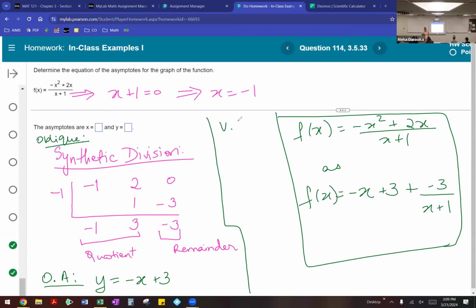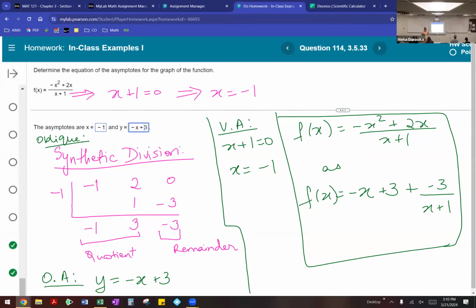Very good, yeah. Vertical asymptote, take the denominator, set it equal to 0, which we kind of already did for the synthetic division. And that's going to be your vertical asymptote. So you will see how they're giving you x equals and y equals boxes. That's an indication that they want all the asymptotes for the function, not just the oblique or one of them. Okay, so our x equals is vertical, that will be -1. Our y equals is the oblique, which will be the -x plus 3.